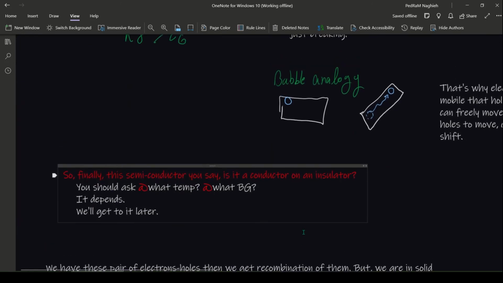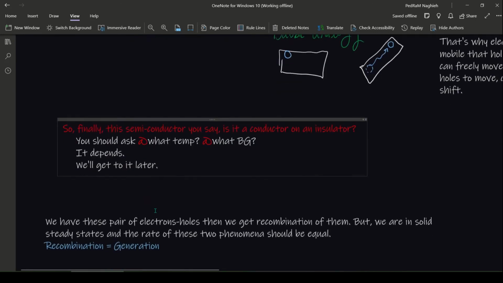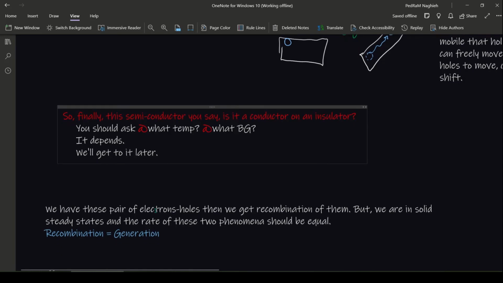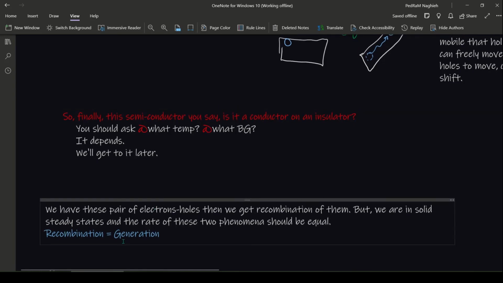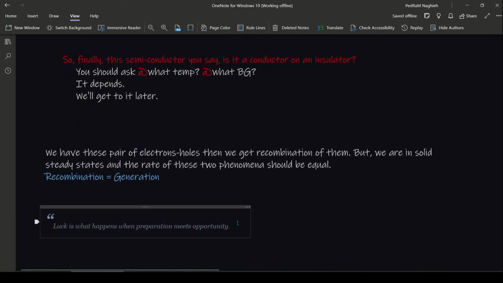So finally, this semiconductor that we are talking about, is it a conductor or an insulator? We should ask at what temperature and at what band gap. It depends. We'll get to it in the next lecture. But for now, we have to remember that we have generation and recombination. We consider these as equal, right? In some cases that we don't study here, if we bring photons into the game, they will mess up these two rates. Alright, thank you.